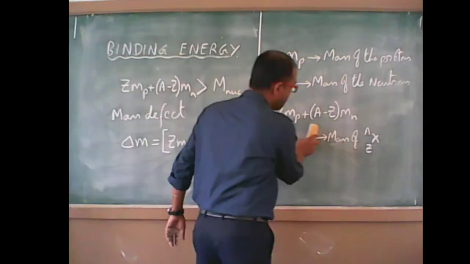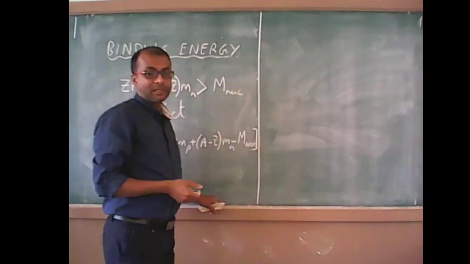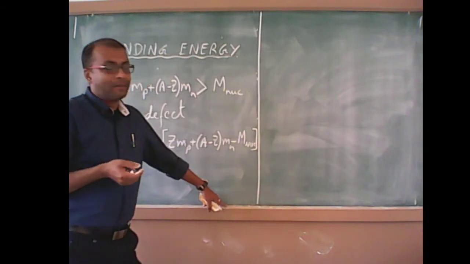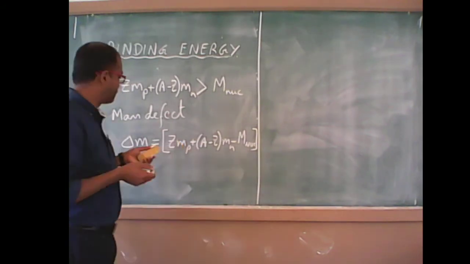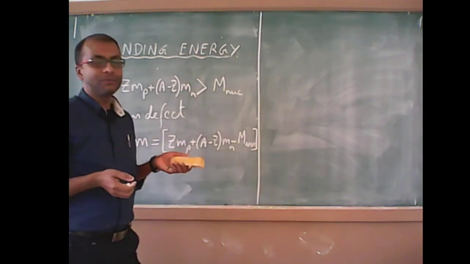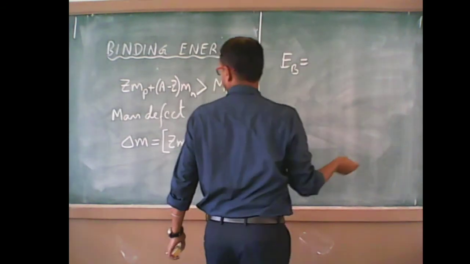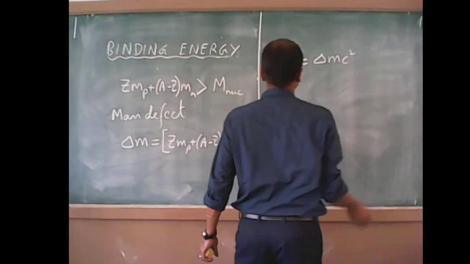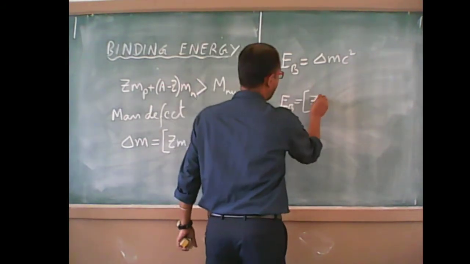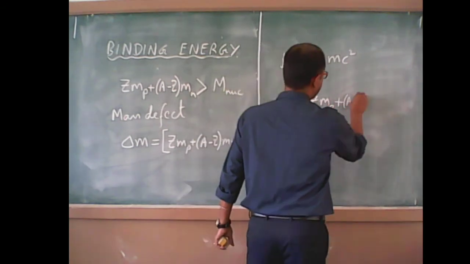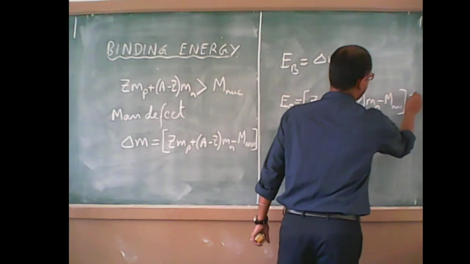So what is binding energy then? For this nucleus, the binding energy will be equal to the energy equivalent of this mass defect. What comes to our rescue is that the amount of mass which is apparently lost during the formation of the nucleus is converted into energy and released. This conversion takes place according to Einstein's mass-energy relationship. So for this nucleus, the binding energy will be equal to the energy equivalent of this mass defect. We get an expression for the binding energy which can be written as E_B equals [Z Mp plus (A minus Z) Mn minus M nucleus] times c squared. Right?